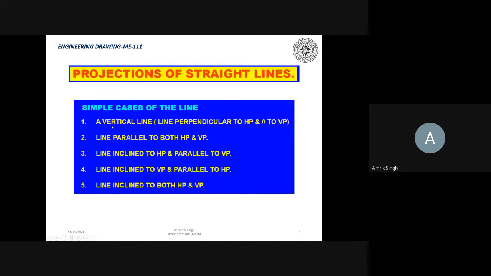First is a line which is perpendicular to HP and parallel to VP. Second case is a line which is parallel to both HP and VP. Third is a line which is inclined to HP and parallel to VP. Fourth is a line which is inclined to the vertical plane and parallel to the horizontal plane. And fifth case is a line which is inclined to both the planes, that is the horizontal plane and the vertical plane.